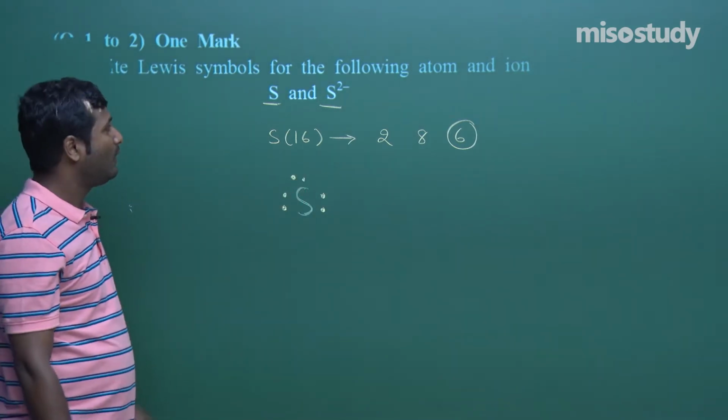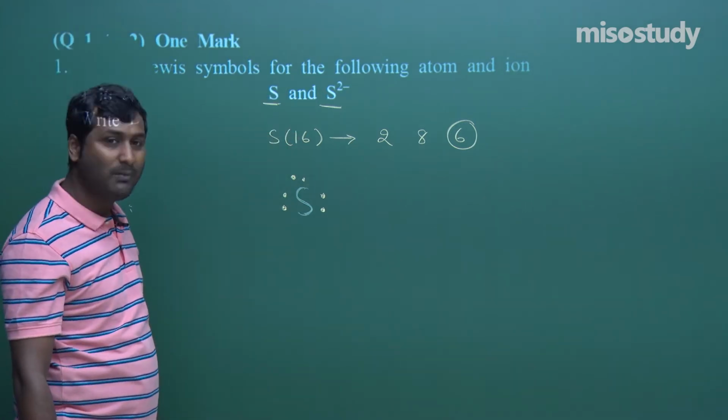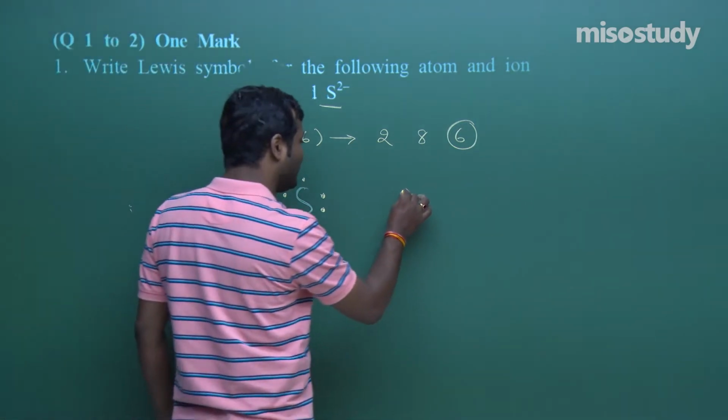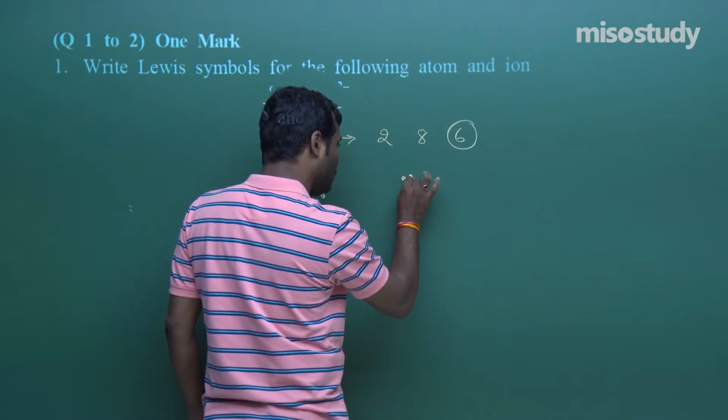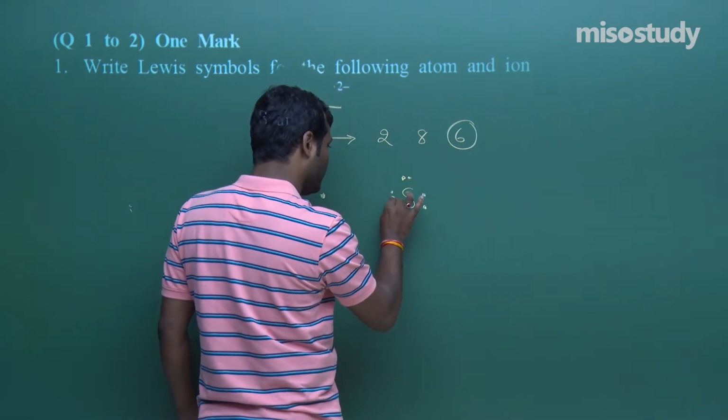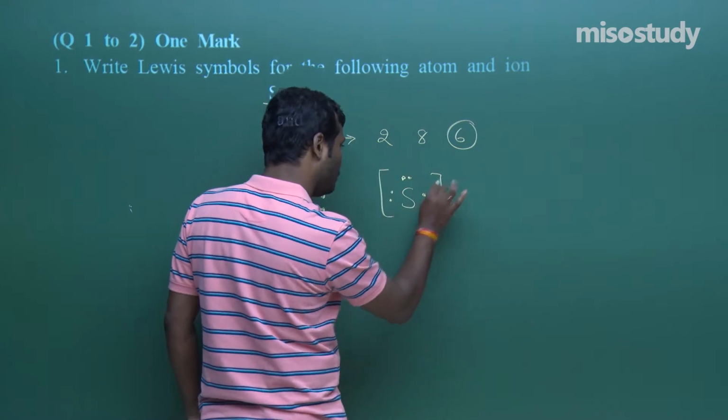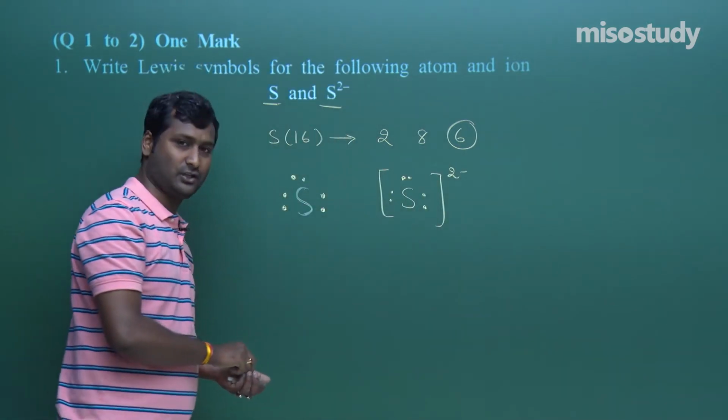Clear? Now what is the Lewis symbol of S2 minus? There is a gain of 2 electrons. That is, it can be written like this: 2, 2, 4, 2, 6 and 2 minus. This is the actual explanation.